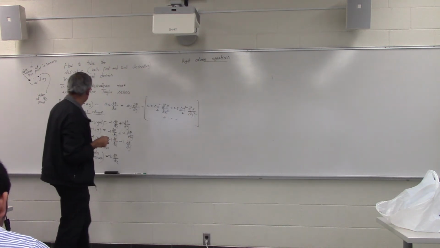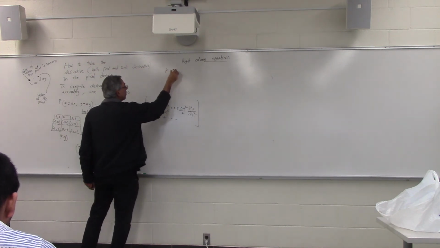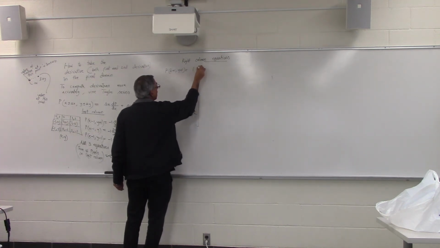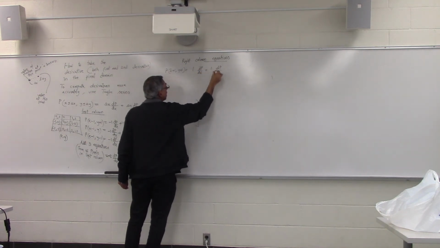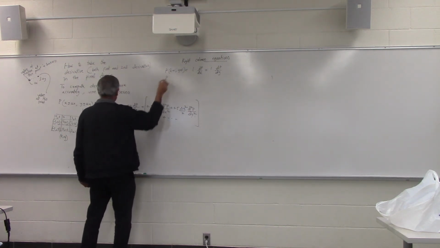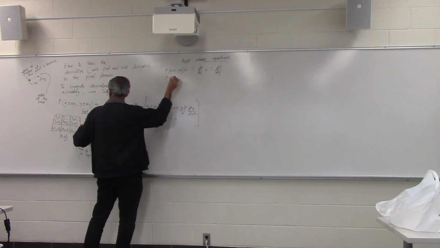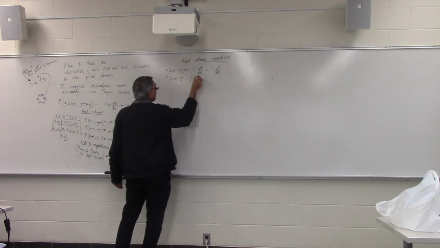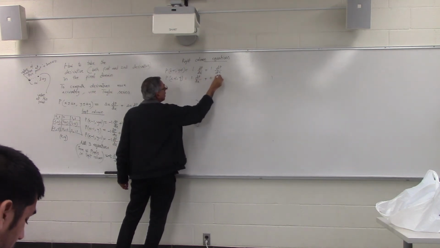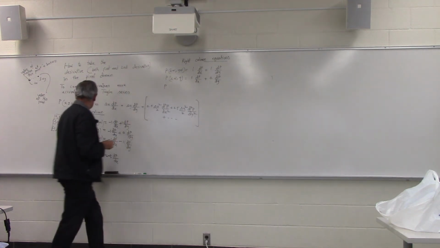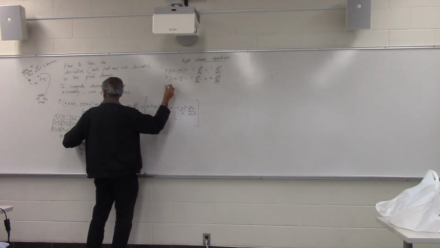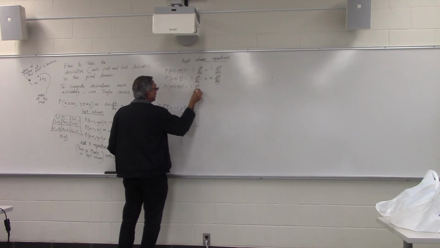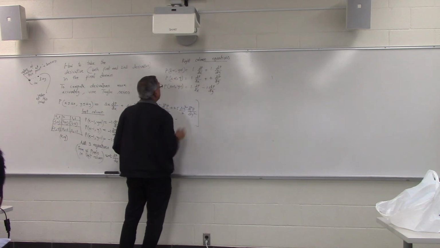Okay, for the right column equations, it will be p of x plus 1, y plus 1 equal to 1 dp over dx plus 1 dp over dy. Then p of x plus 1, y equal to 1 dp over dx plus 0 dp over dy, and the last equation is p of x plus 1, y minus 1: dp over dx minus 1 dp over dy.